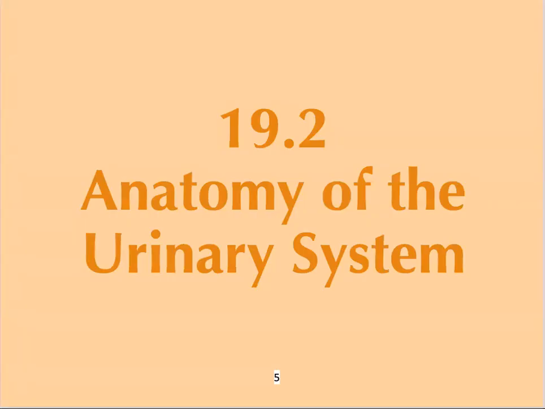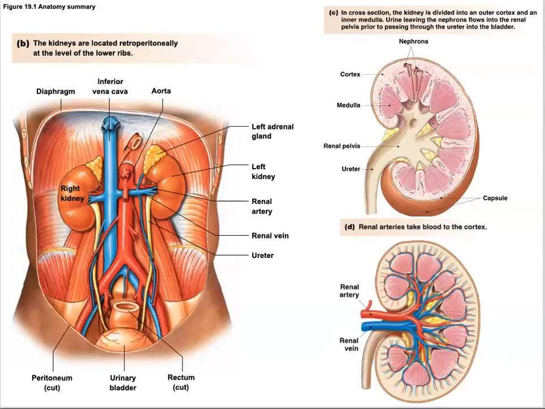Now, this is a quick anatomy review of the urinary system. Our urinary system consists of the two kidneys, ureters, bladder, as well as urethra. The kidneys are located retroperitoneally, so behind the parietal peritoneum, you have two, one on each side. They are bean-shaped, and each of them consists of two regions, the renal cortex and the renal medulla.